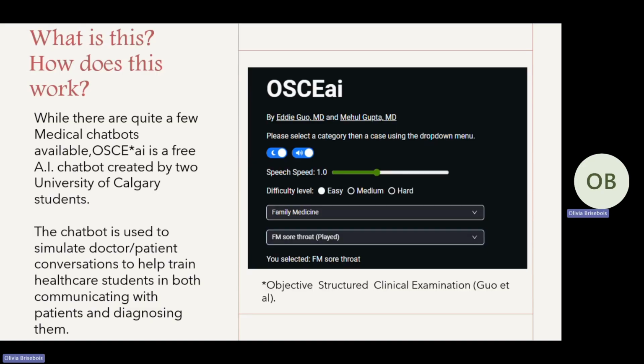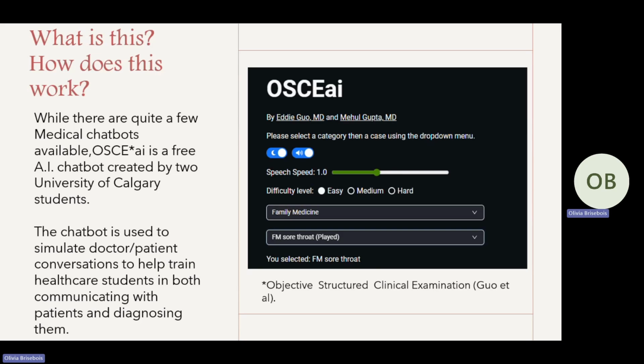Now, OSCE stands for Objective Structured Clinical Examination, meaning that it is essentially a clinical test. This specific chatbot was created by two University of Calgary students, actually, back in around 2023. Eddie Go and Mahal Gupta created this as a doctor-patient conversation chatbot to help healthcare students when learning how to actually talk to patients.